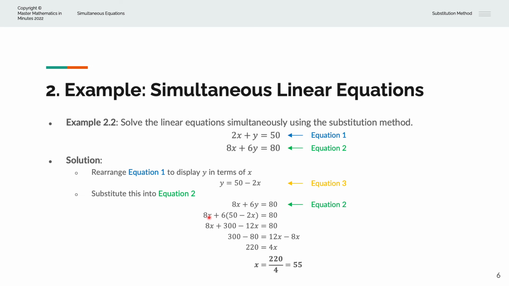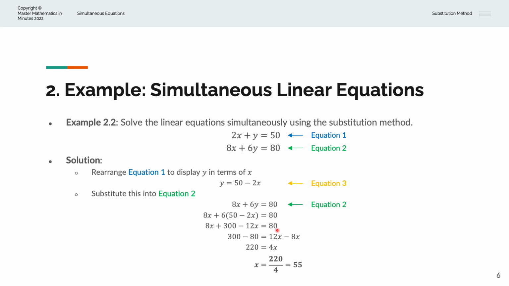And we'll copy the 8x down, we'll copy the 6 down, and we'll substitute this y with equation number 3, and that is 50 minus 2x. And we'll copy the 80 down. So with 8x copied down, 6 times 50 is 300. 6 times minus 2x gives us minus 12x. And we'll copy the 80 down.